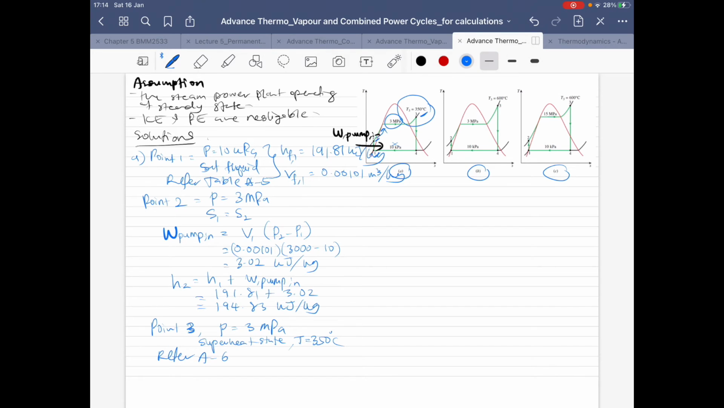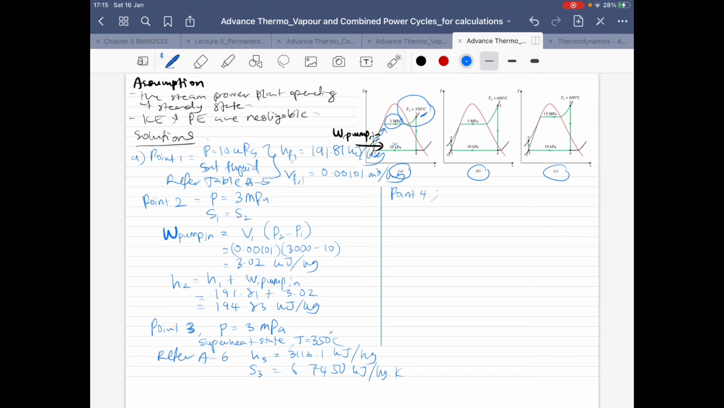So A6 you akan tengok, again I explain very detailed in the lecture video number 1, so please watch it. We get the value for the enthalpy H3, which is 3116.1 kilojoule per kilogram, and then we get the entropy of S3 equal to 6.7450 kilojoule per kilogram Kelvin.